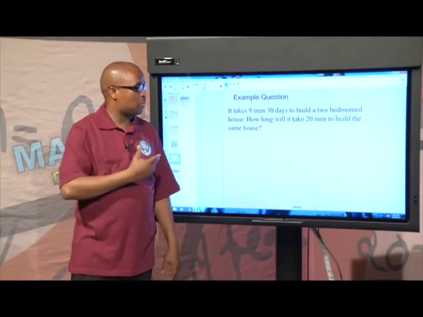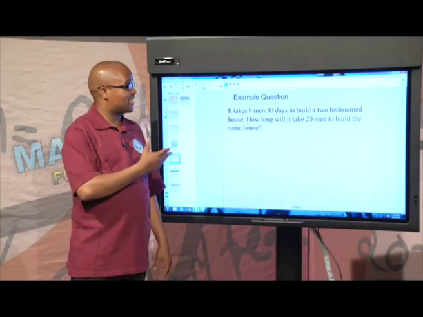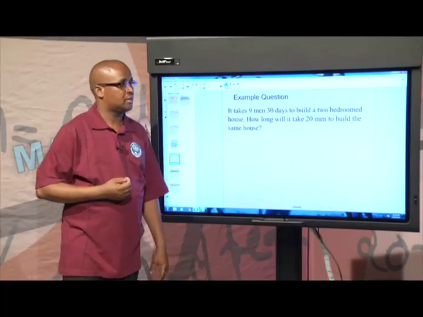I've not understood what inverse proportion is all about. Can you please give an example where we solve the problem by calculations as opposed to using a graph? The example here on the board will help us answer that question. Let us have a look at the example on the board and then work it out.